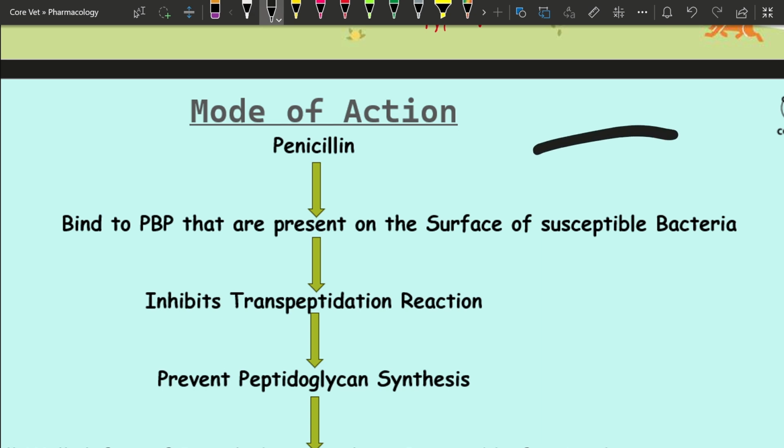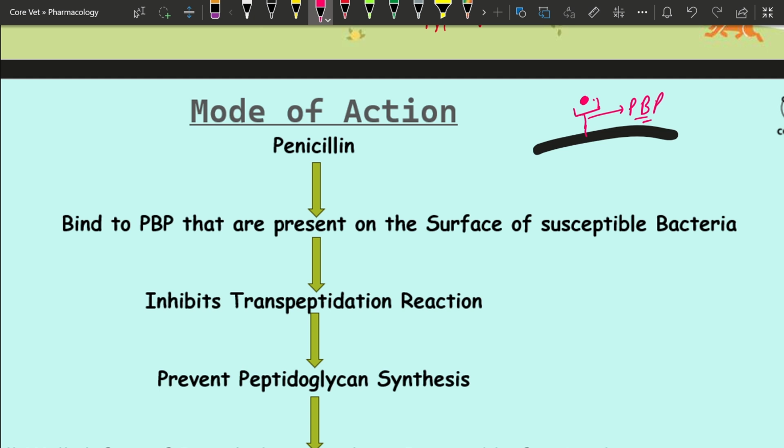So if this is the cell wall, and in the cell wall, there is what? Penicillin binding protein, the PBP. So in the cell wall, there is the penicillin binding protein. So what happens? The penicillin comes and binds to this particular site, and it binds to the penicillin binding protein.